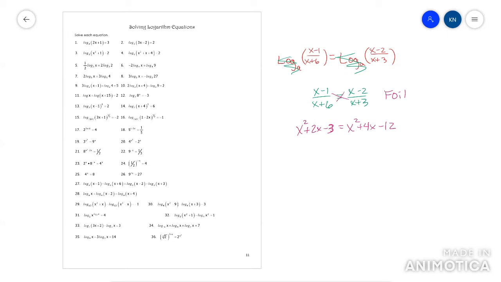So get everything to one side. So I'm going to move everything this way. So I'm going to minus x squared minus 2x and plus 3. So basically you're going to get 0 equals, these guys cancel, and so it just makes 2x minus 9. Now it's super easy to solve. So that's how you would handle that problem.